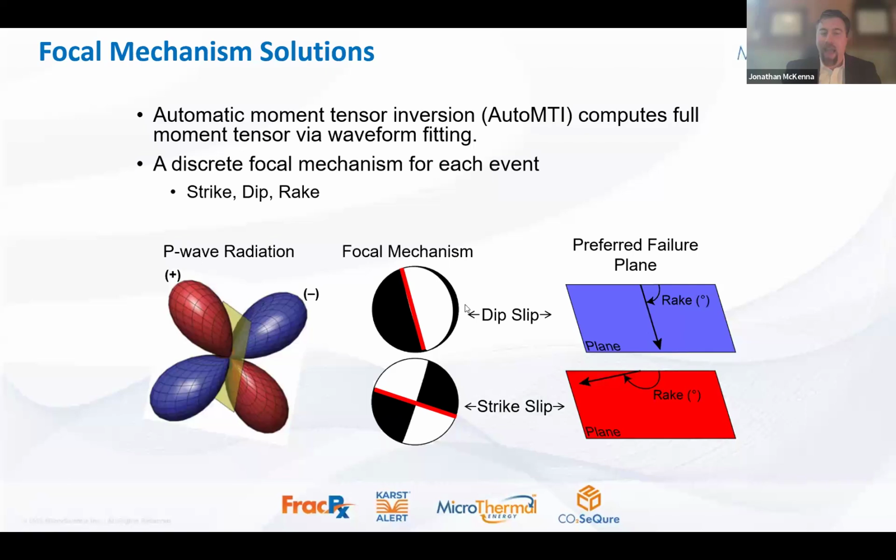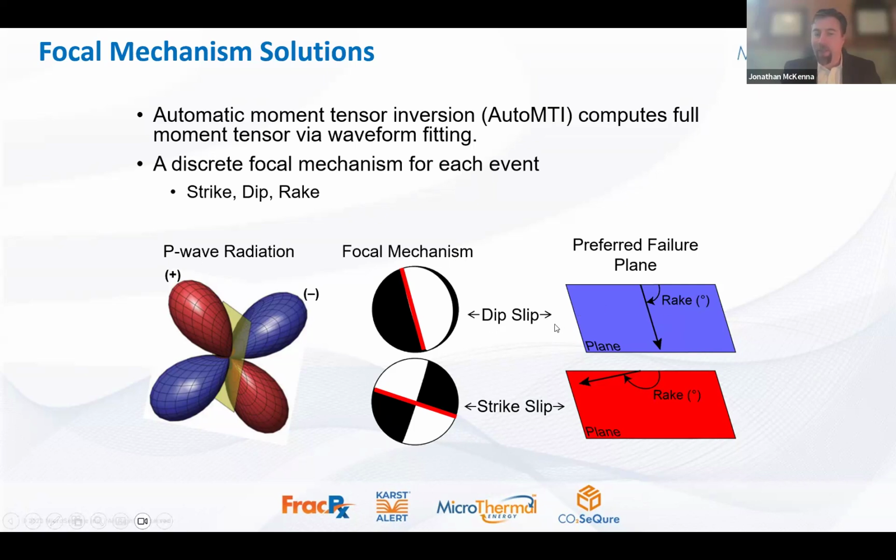And that will give us an accurate representation of the beach ball for each of these events, which gives us the focal mechanism, or that can be decomposed into the strike and dip of that fracture, as well as the rake, or how that rock is moving. So the strike and dip is going to give you that fracture orientation. And then the rake is going to give you the movement along that fracture orientation.